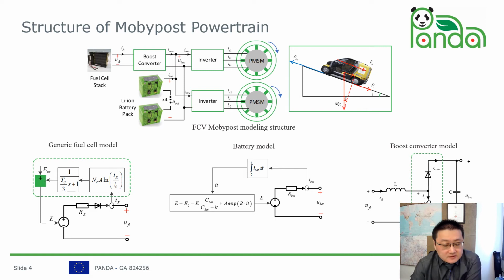The models we developed in this PANDA project are based on the equivalent circuit. You can see the fuel cell model with consideration of the thermodynamic voltage and different losses associated during the fuel cell operation, all combined by a simple equivalent circuit. The same applied for the batteries. We have the modeling equations in the equivalent circuit form for the battery pack, as well as for the different power converters and motors.